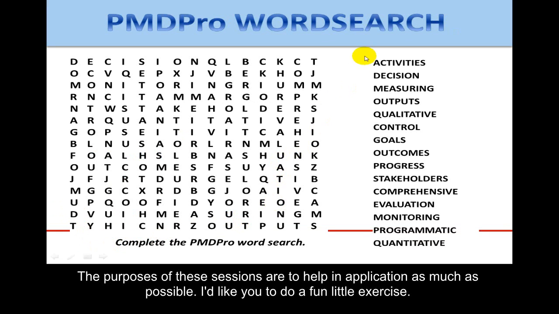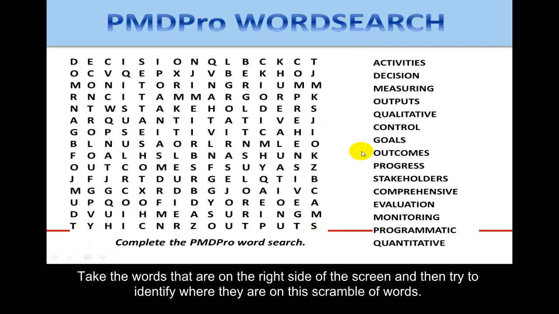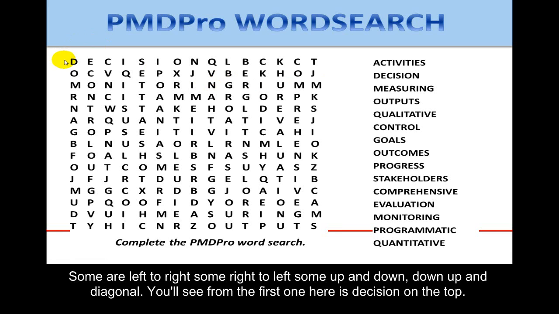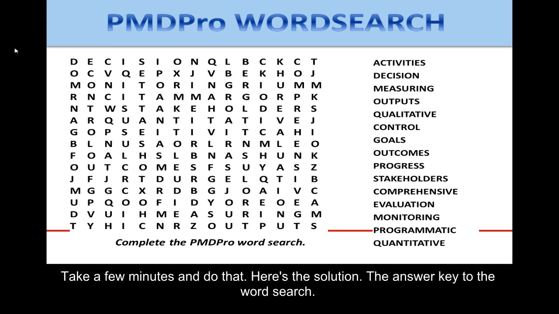Now, to start out today, I'd like you to do a fun little exercise. Take the words that are on the right side of the screen here, and then try to identify where they are on this scramble of words here. Some are left to right, some right to left, some up and down, down and up, and diagonal, like you'll see. The first one here is decision on the top. So take a few minutes and do that.